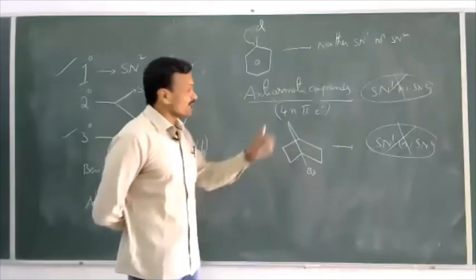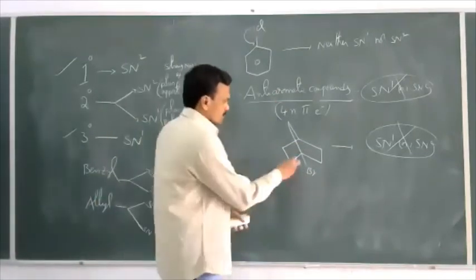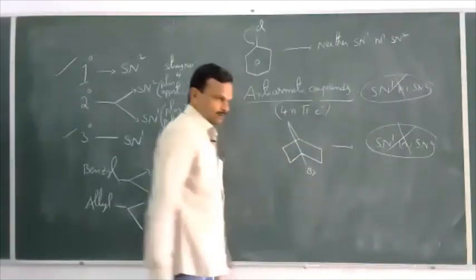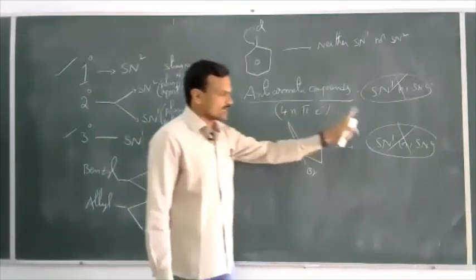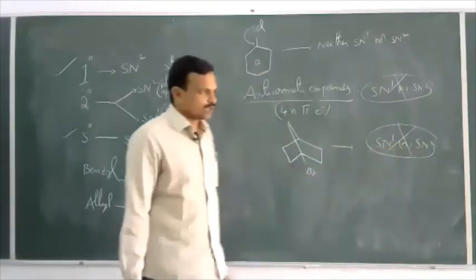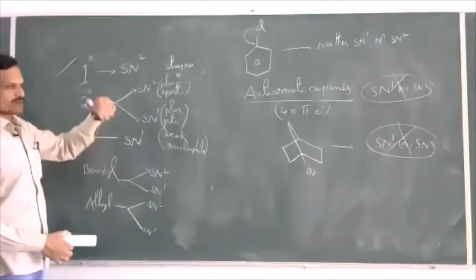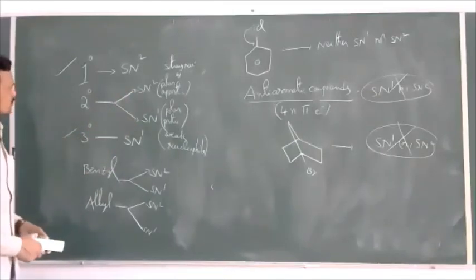Or simultaneous attack of nucleophile. That is also not possible in case of this bridged carbon atom. So it does not undergo either SN1 or SN2 reaction. So this is the way of predicting whether the given compound undergoes SN1 or SN2 reaction.